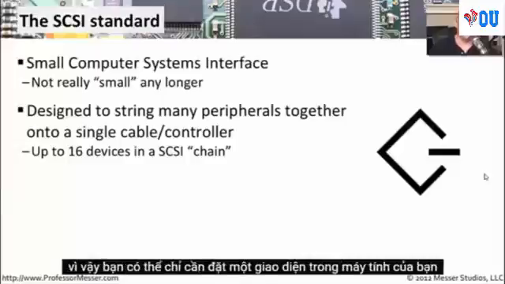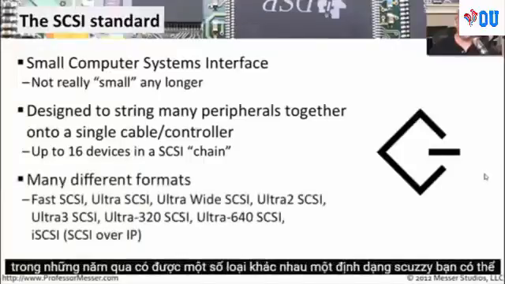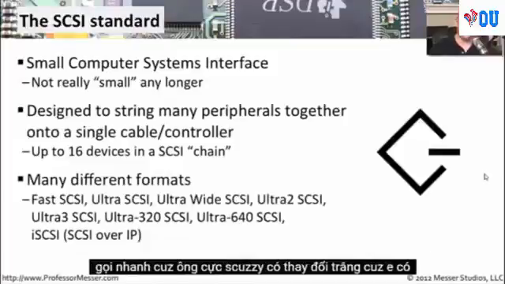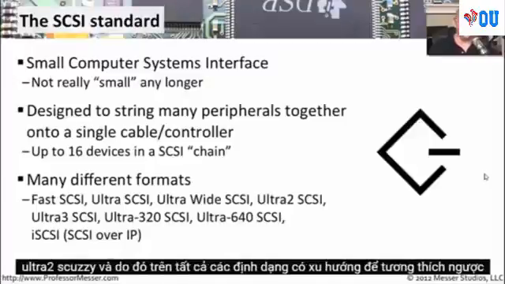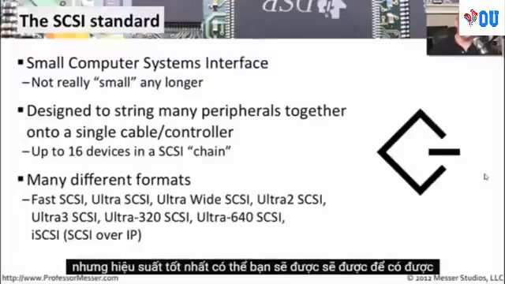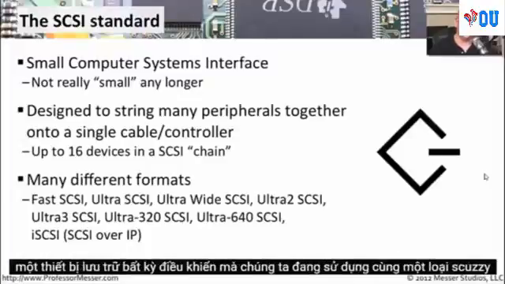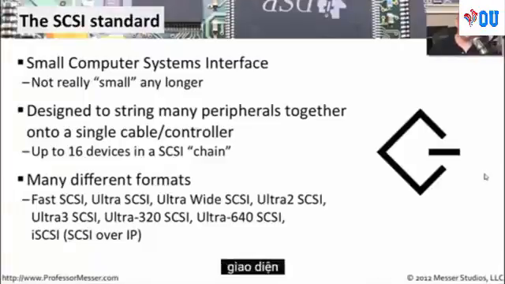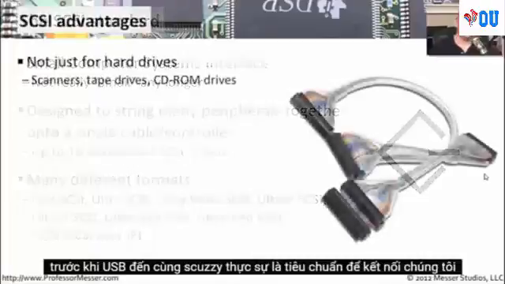So you were able to just put one interface in your computer and simply hang off the back of that interface 16 different devices. Through the years, there have been a number of different kinds of SCSI formats. You may see it called fast SCSI, ultra SCSI, there's ultra wide SCSI, there's ultra 2 SCSI, and so on. All of these formats tend to be backwards compatible, but the best possible performance you're going to get would be to get a storage device and a controller that were using the same type of SCSI interface.